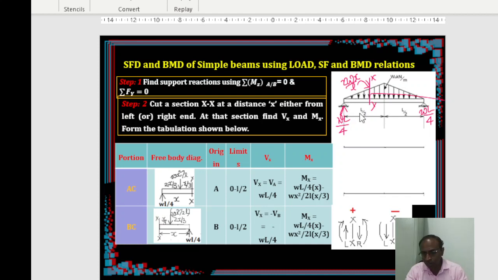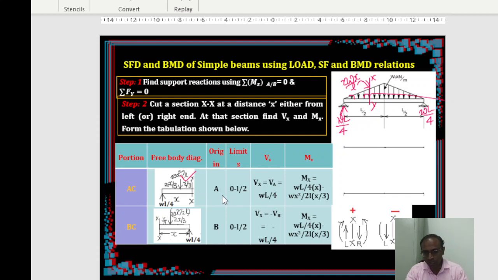What is that? Half times L by 2 times 2WX by L. If you simplify that, you will get WX square by L. And where does it act? Exactly at the centroid. For a triangular loading, the centroid will be at a distance of 1/3 of this distance from the right angle, or from the apex it will be at 2/3 of this distance. So x by 3, because this is x we have taken, and the remaining part will be 2x by 3, right?